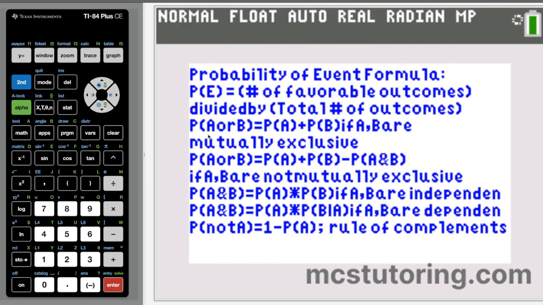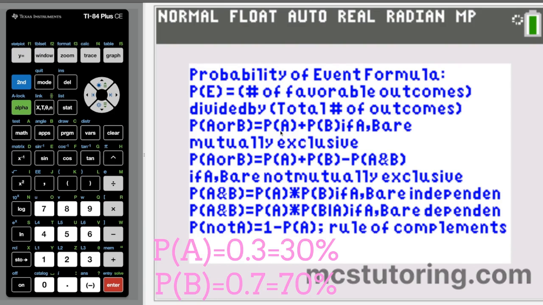Now, if we go towards different types of events, we have the probability of A or B is going to be the probability of A plus the probability of B if A and B are mutually exclusive. So for instance, let's say there's a 30% chance of rain tomorrow. That would indicate there's a 70% chance it won't rain, which are mutually exclusive events. Either it rains or it doesn't. So probability of A would be 30%. Probability of B is 70%. That would be 100% that it rains or doesn't rain.